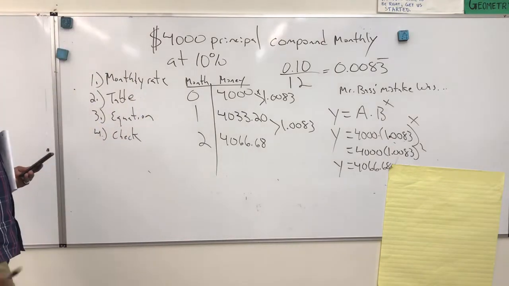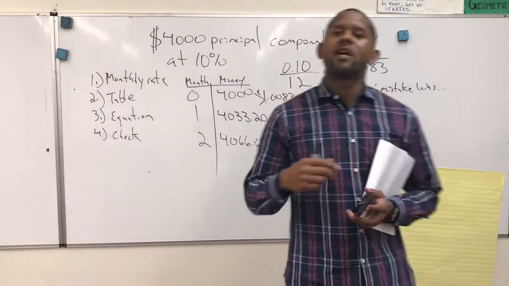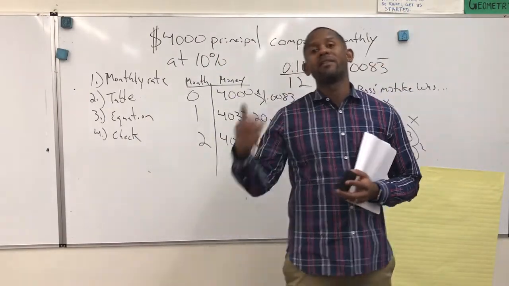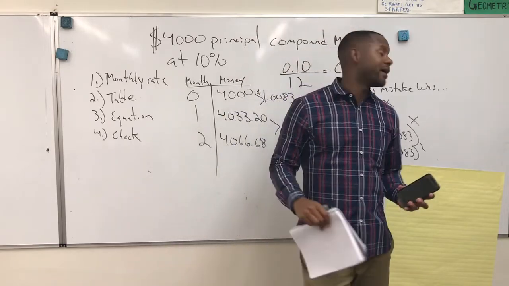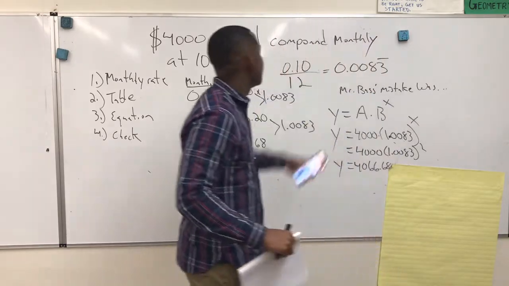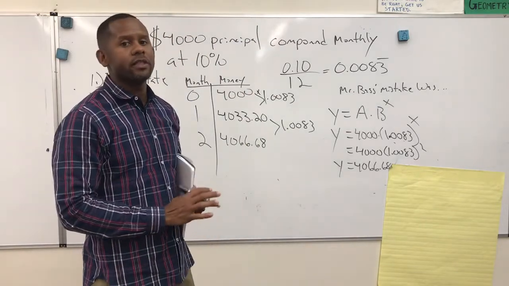I followed all of the steps. All you got to pay attention to is: is it compounded once a year? Is it compounded 12 times a year? Maybe it's only compounded 4 times a year. If you pay attention to that, that's going to change the interest rate that you are multiplying by, and you should be in pretty good shape.